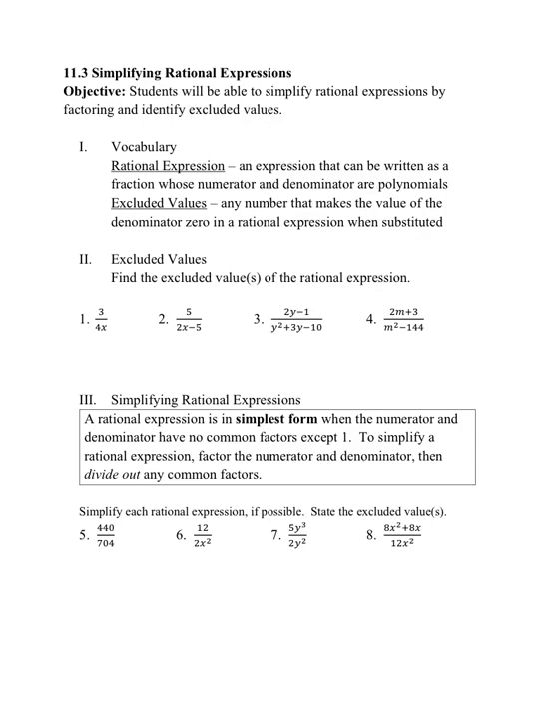When simplifying any rational expression, it's in its simplest form when your numerator and your denominator have no common factors except one. So to simplify any rational expression, factor your numerator, factor your denominator, and then divide out any common factors. We treat these a lot like fractions.